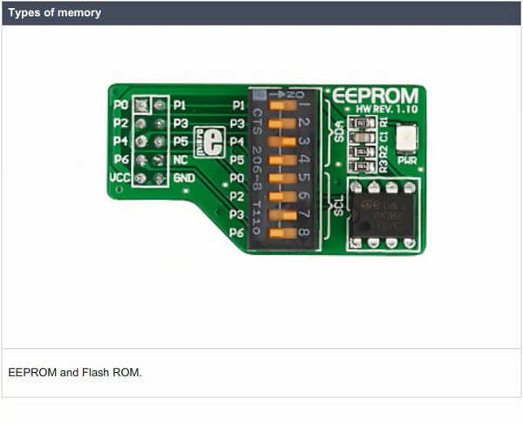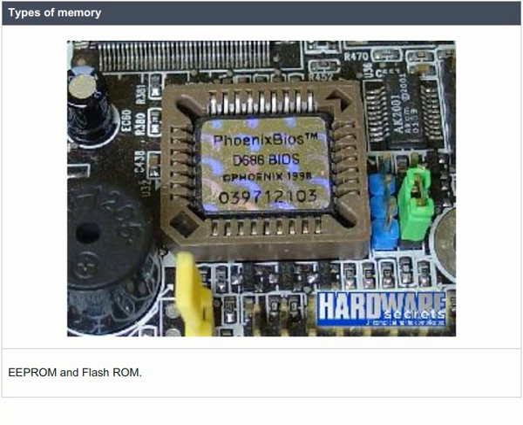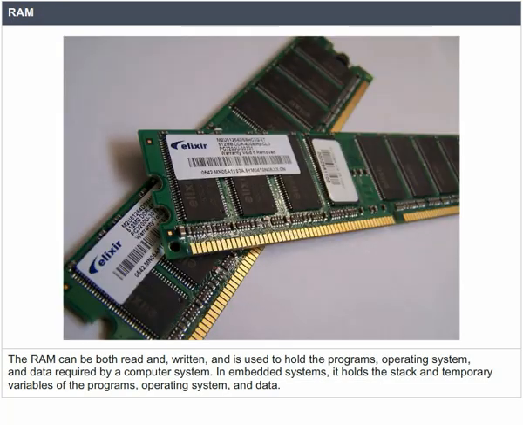EEPROM and Flash ROM. RAM. The RAM can be both read and written and is used to hold the programs, operating systems, and data required by computer system. In embedded systems, it holds the stack and temporary variables of the programs, operating system, and data.